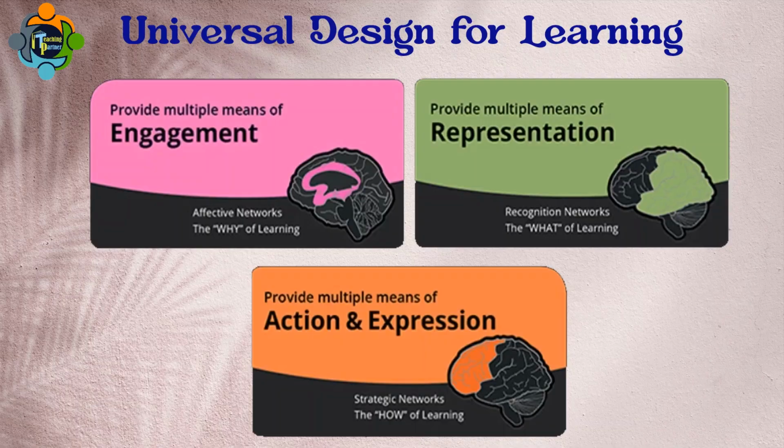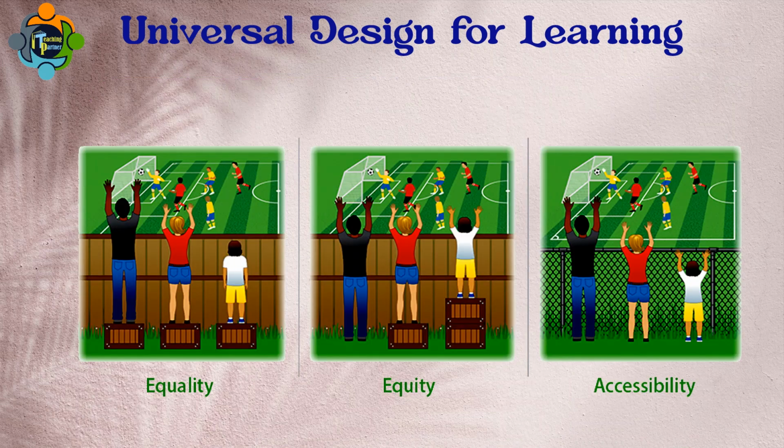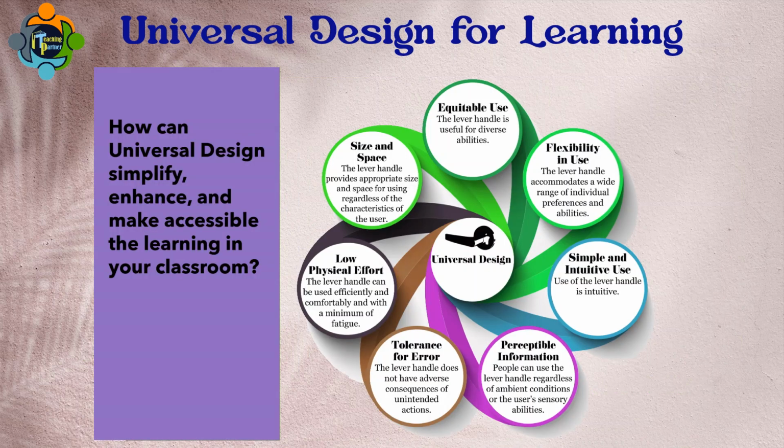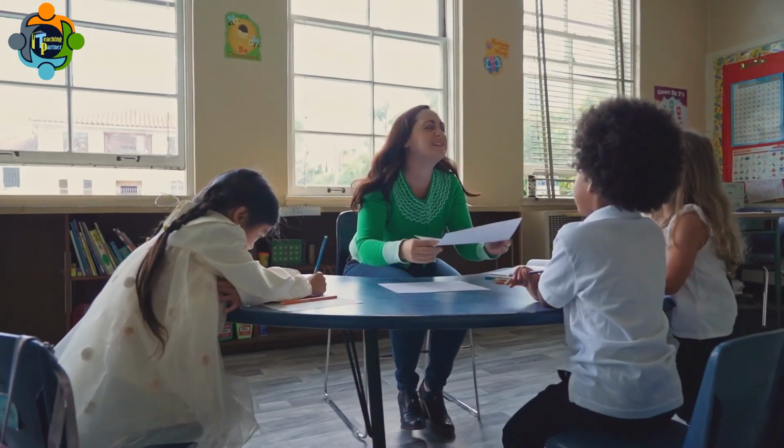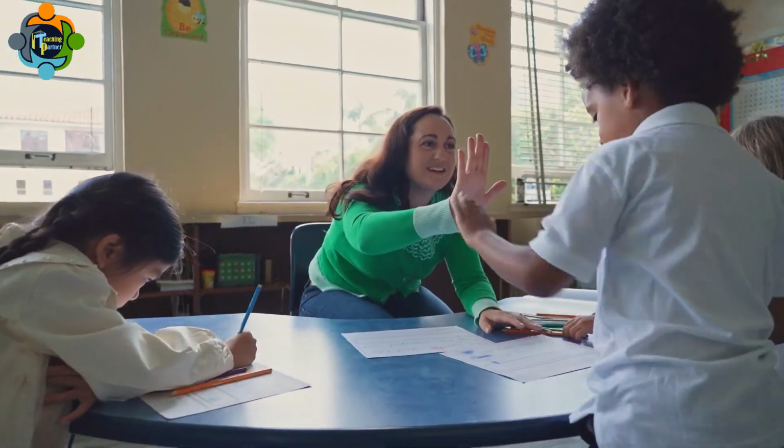In conclusion, Universal Design for Learning is a groundbreaking educational framework that ensures equitable opportunities for all students. By embracing the principles of engagement, representation, and action and expression, teachers can create inclusive learning environments that support students' unique needs and maximize their potential.